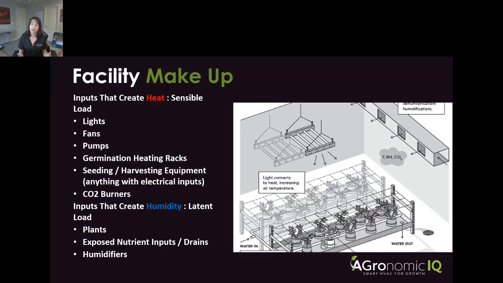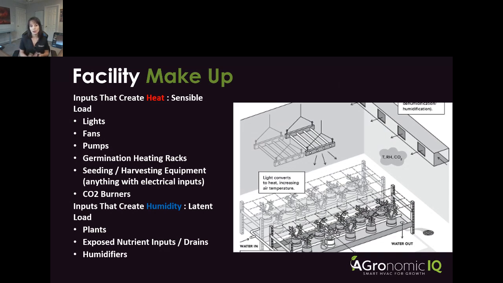So when thinking about a grow room, I break it up into two different sectors. One is what in this space is causing heat, or in HVAC terms, the sensible load. Everybody knows the lights are one of the huge heat inputs, but things like fans, motors, and pumps will actually put heat into the space as well. Another one is if you've got germination racks or heated germination racks, those will put off a lot of heat.